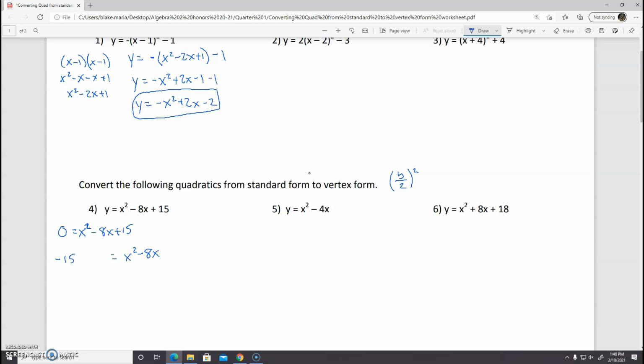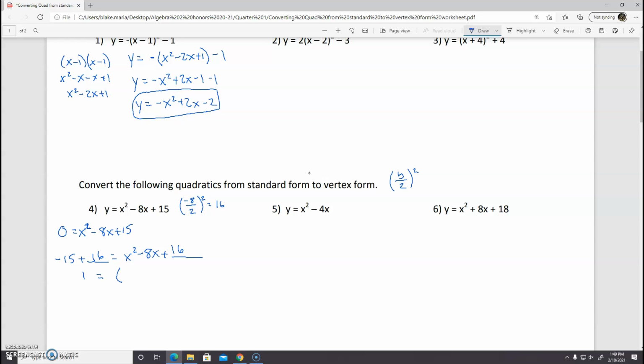So remember with completing the square, you wanted to add something to both sides. What is that something? That's where your formula comes in. So we want -8, cut it in half, and square it. So -8 divided by 2 is -4, squared is 16. So we want to add 16 to both sides. So over here, 16 minus 15 is 1.